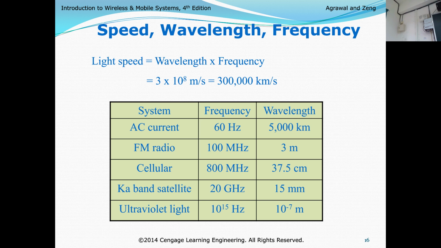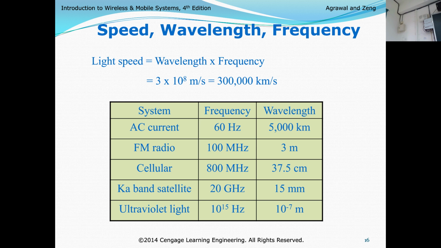FM radio is an EM wave, cellular is an EM wave, Ka-band satellite, and ultraviolet light. They are all EM waves. Because of the common feature, we can fit the formula: speed equals wavelength multiplied by frequency. So you can check AC current, what's the frequency? Based on the formula, we can map it to the wavelength here.